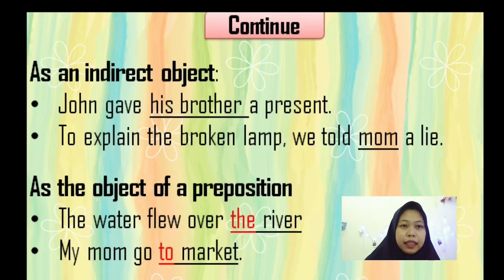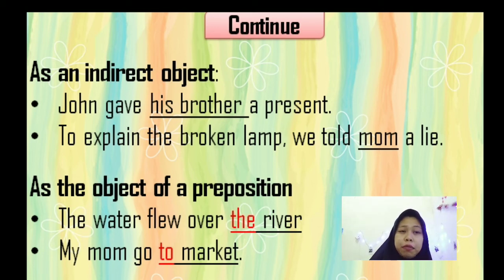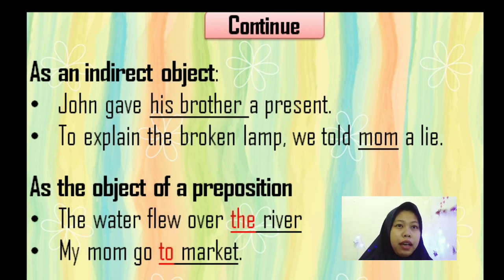Well, the next as an indirect object. For example, like John gave his brother a present. In this sentence, his brother as a noun phrase or as an indirect object of the sentence. And the next, we told mom a lie. Mom is the function of the noun phrase as an indirect object.